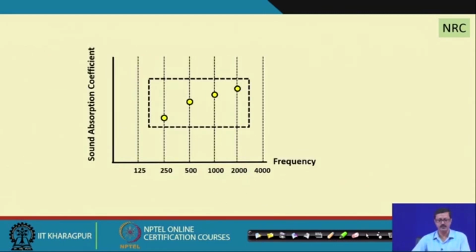So, these 4 bands are taken, and we can plot the sound absorption coefficient for these 4 middle octave band frequencies. We can get the average value, 1/4 of the sum of those, and say that that is the NRC value of the material.